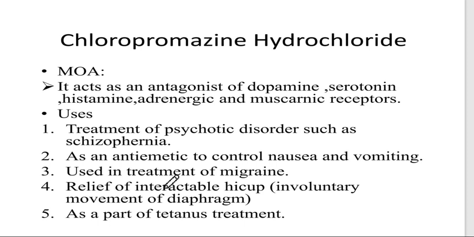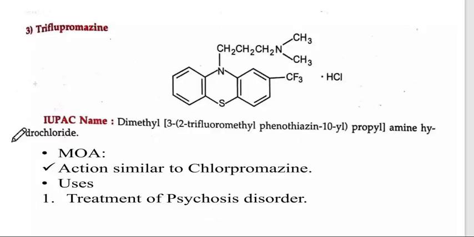It is used for relief of intractable hiccup, that is involuntary movement of the diaphragm, and as a part of tetanus treatment. So chlorpromazine is a drug of very great importance. Then we have triflupromazine. In triflupromazine, we have seen that the chloride is replaced by the CF3, and the mechanism of action is similar to chlorpromazine.